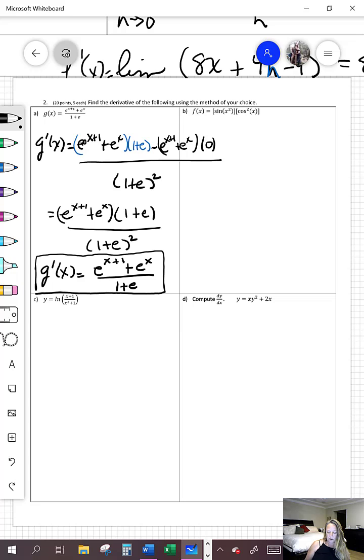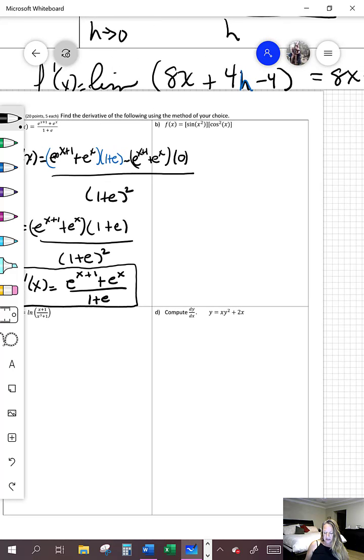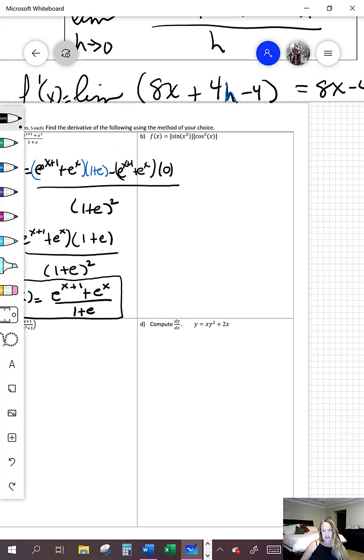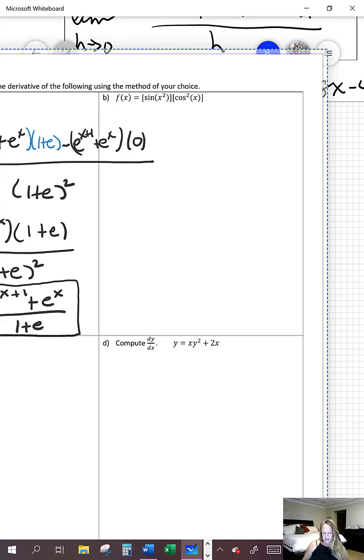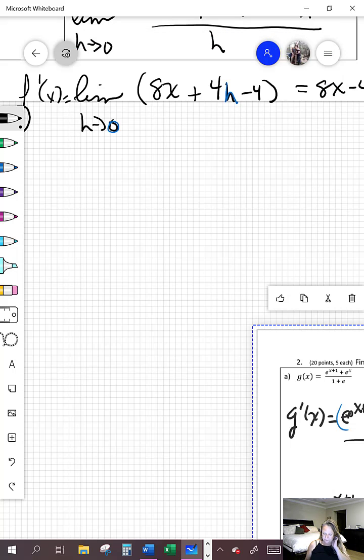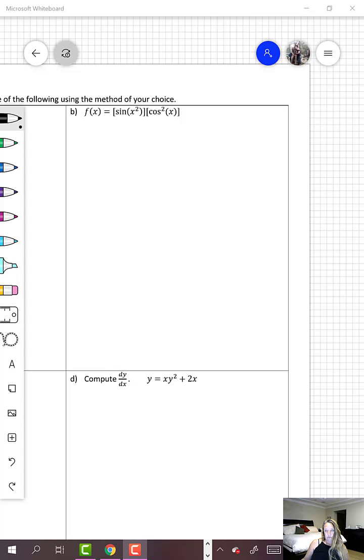So looking at part B, we're looking at the derivative of f of x equals sine of x squared times cosine squared of x. And so we need to be careful. And by definition, there's a difference between where that square is and what that means.